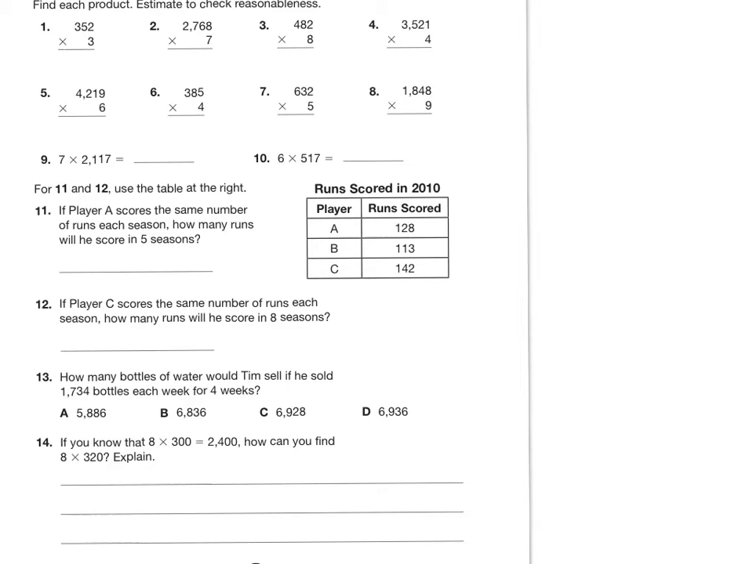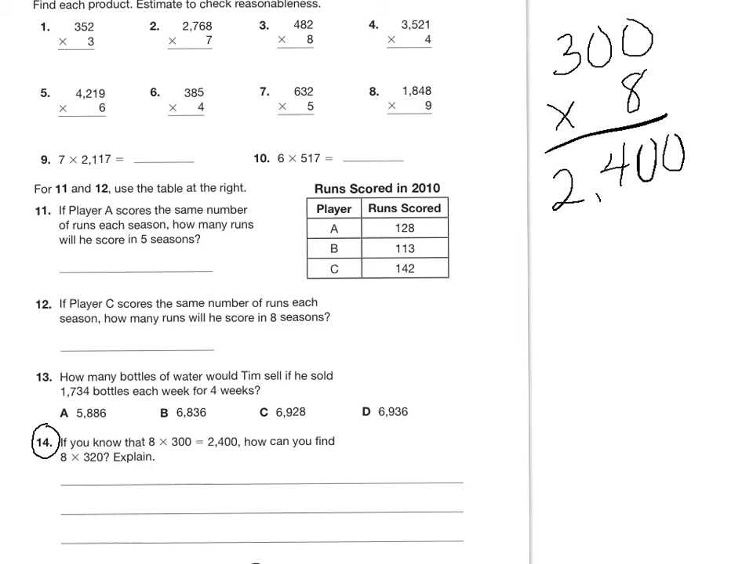Alright, now we're going to look down here at number 14. And on number 14, it could be a little confusing if you're not thinking about some methods we've worked on. It asks if you know that 8 times 300 is 2,400, how can you find 8 times 320? Well, if you think about the method of partial products we've worked on, breaking it apart, they have 300 already done for us, times 8. And they have it written down there at the bottom as well.